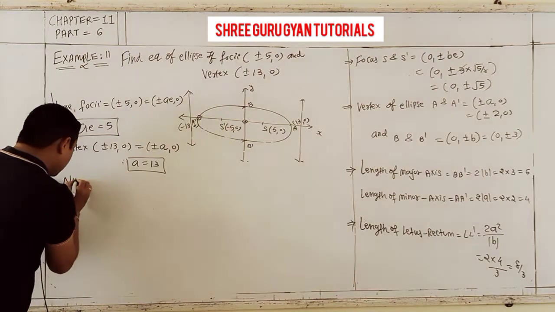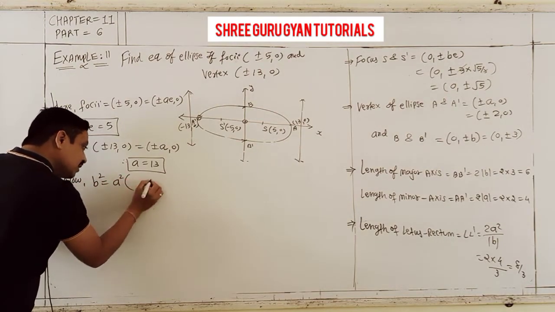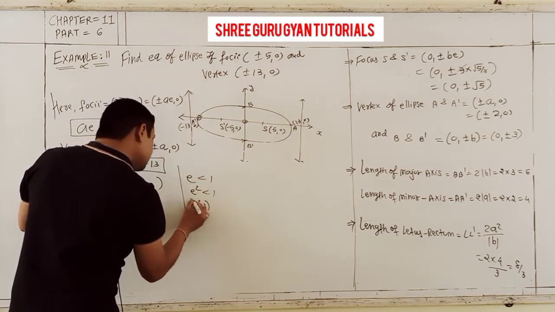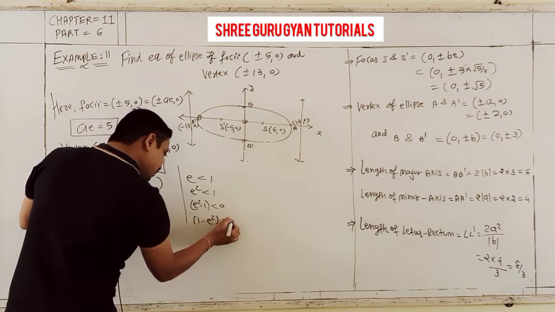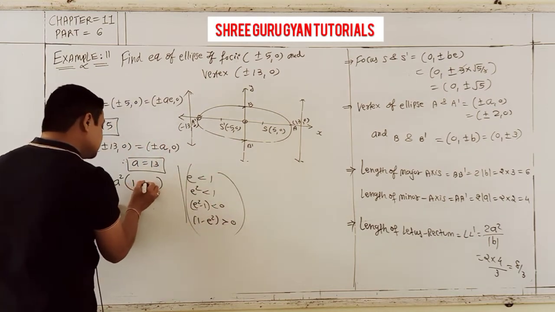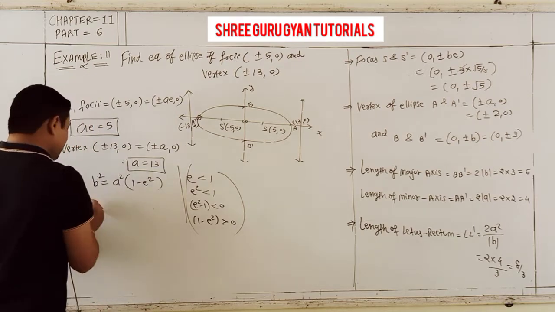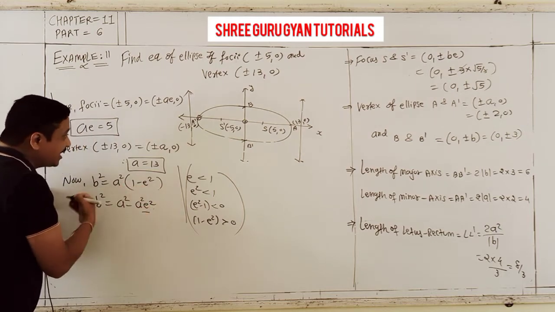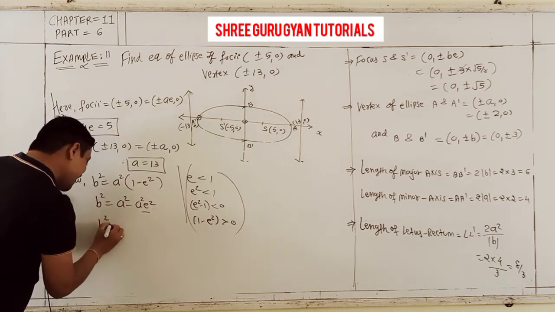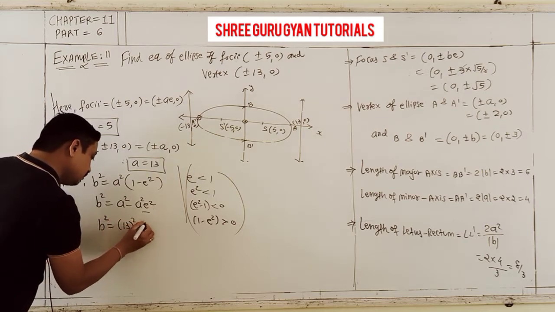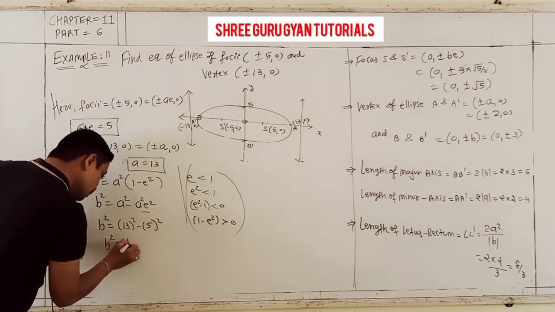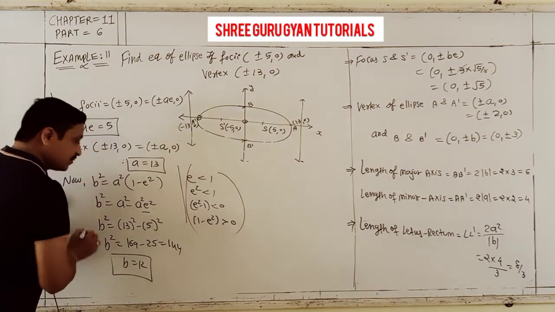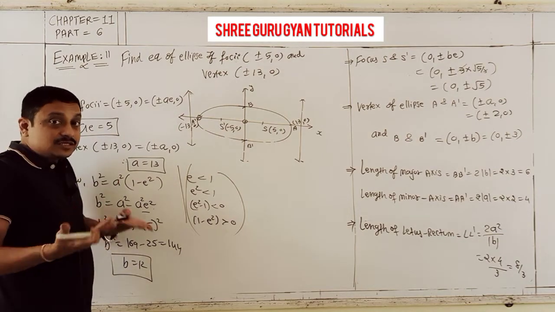So now I will use b square is equal to a square. Here 1 minus e square, because e is less than 1, e square less than 1, e square minus 1 less than 0. You write down here the positive case, 1 minus e square. Correct? So now b square is a square multiplied inside. Because ae I know is 5, and a I know is 13. Here 5 square, so 169 minus 25 is 144. b becomes 12. b ready, a ready, answer ready.